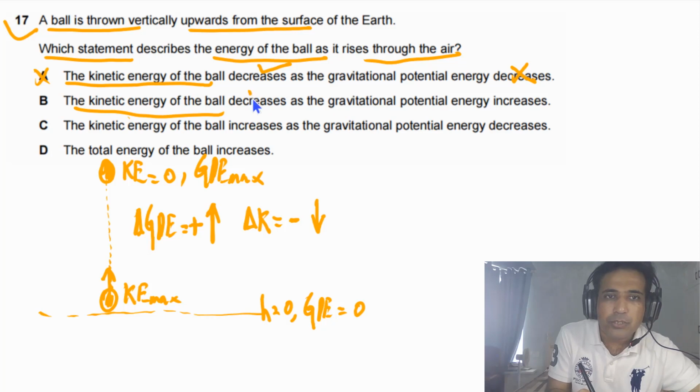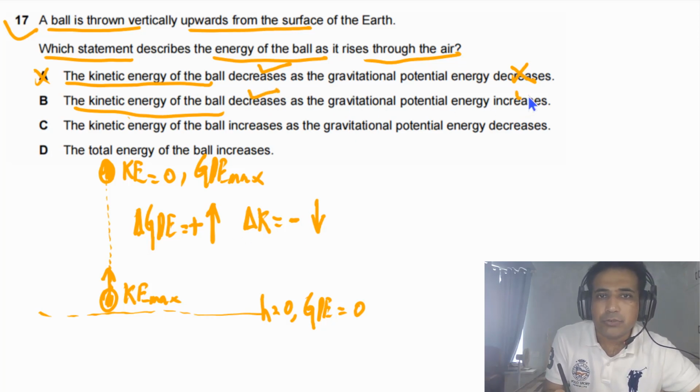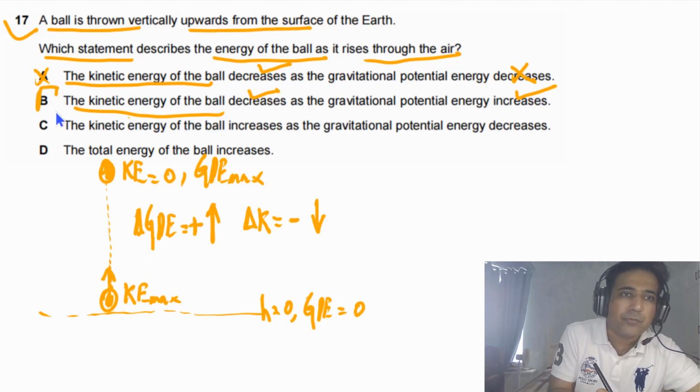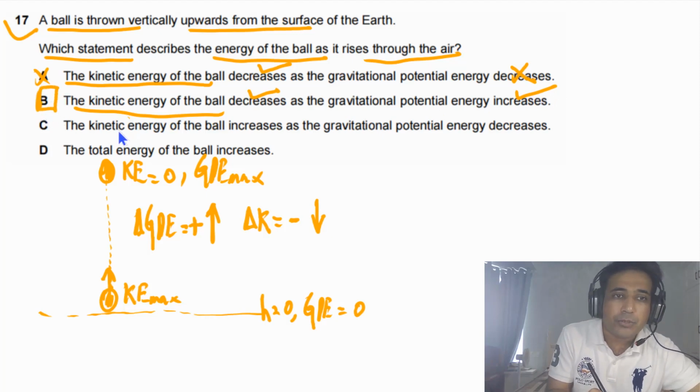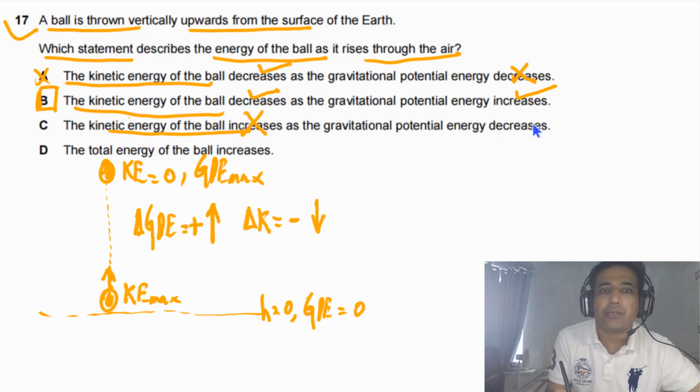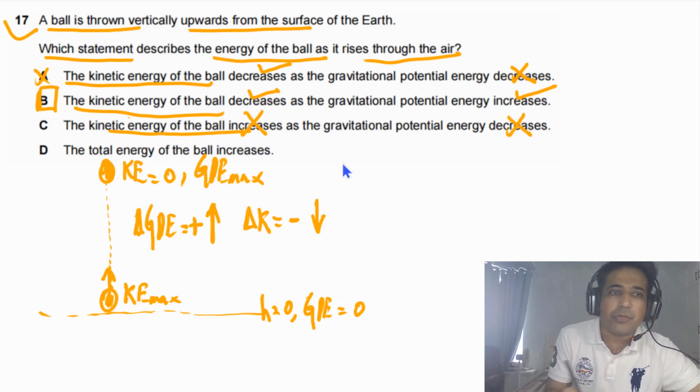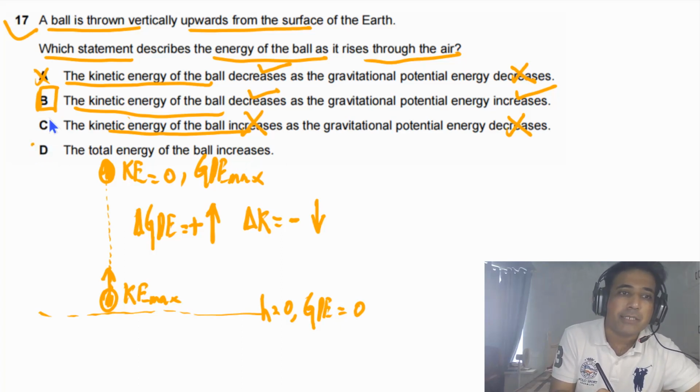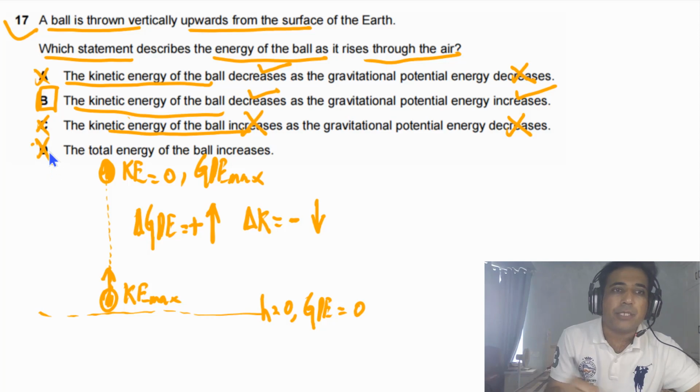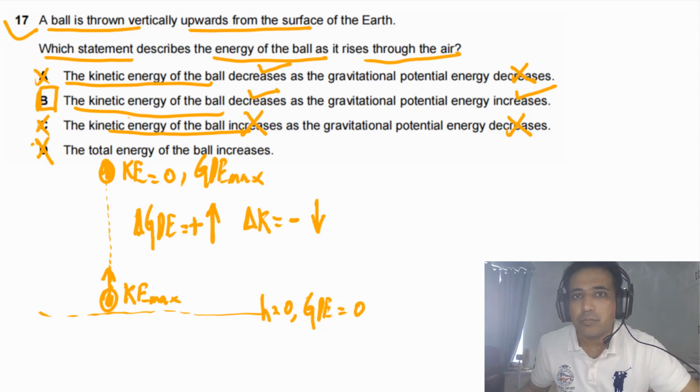Kinetic energy of the ball decreases. This is true, because the change in kinetic energy will be negative. Potential energy increases. Yes, this is also true. So the answer for this question is B. If you look at option C, kinetic energy of the ball increases. This is incorrect. Potential energy decreases, incorrect. Total energy of the ball increases? No, total energy remains constant. So the answer for this question is B.